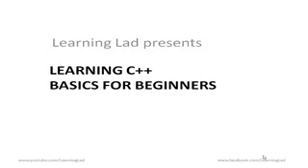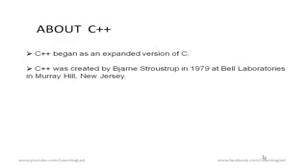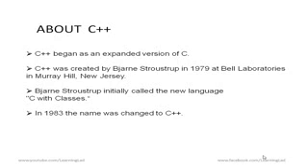Okay, let's begin with C++. So first we're gonna see some things about C++. C++ began as an expanded version of C. It was created by a man called Bjarne Stroustrup in 1979 at Bell Laboratories. He initially called his new language C with classes, but in 1983 the name was changed to C++ because people started to realize that C++ offers much more than C with classes.